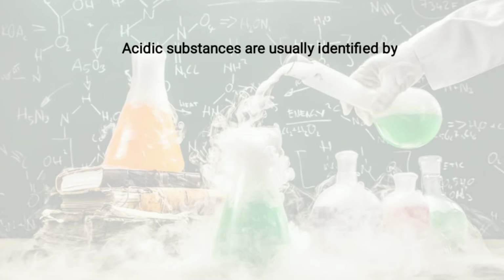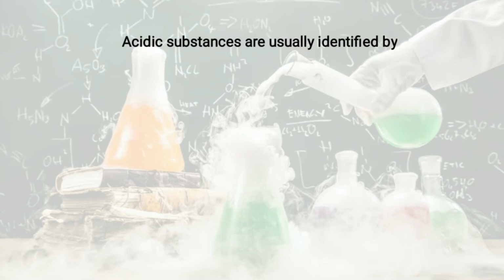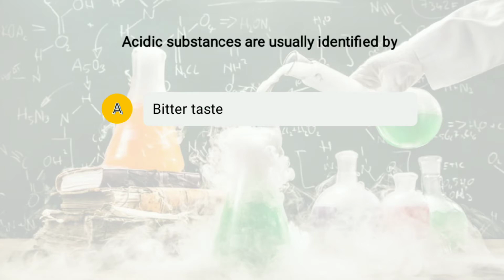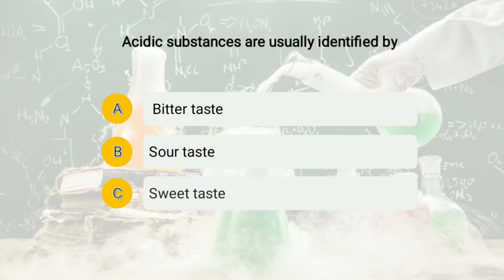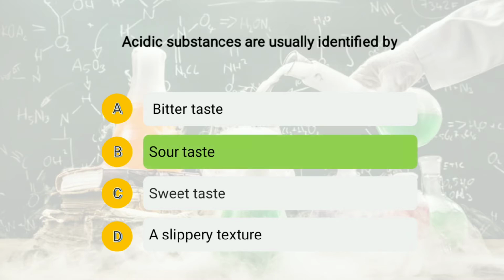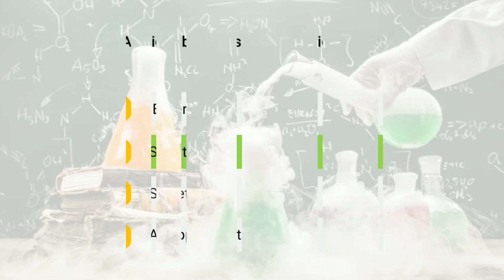The first question is, acid substances are usually identified by, and the options are A. Bitter taste, option number B. Sour taste, option number C. Sweet taste, and option number D. A slippery texture. Yes students, the right answer of this question is option number B, that is sour taste. Bitter taste and a slippery texture are characteristic of a basic substance. Moving to the next question.